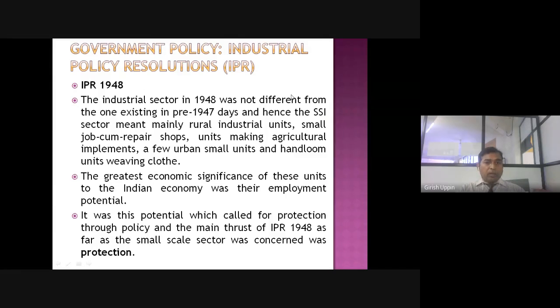The industrial sector in 1948 was not different from the one existing in pre-1947 days, and hence the small scale sector meant mainly rural industrial units, small repair shops, units making agricultural implements, a few urban small units, and handloom units weaving the cloth.